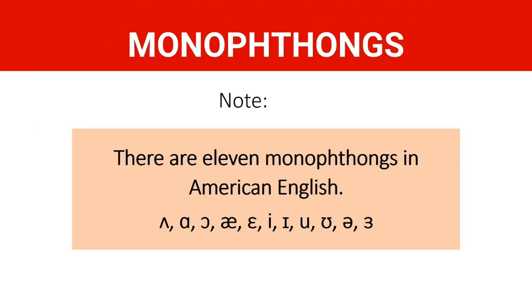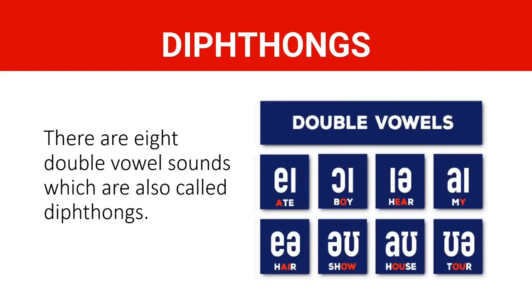Note, there are 11 monophthongs in American English. Up. Arm. Walk. Act. Bed. See. It. Do. Book. About. Shirt.